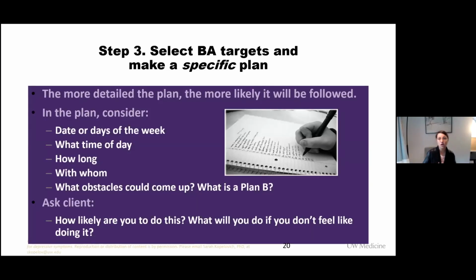Okay, so then we want to select our BA targets and make a specific plan. I know I hammered this home, so I won't belabor it. The more detailed the plan, the more likely it will be followed. So make sure that you're really drilling down, and people are going to find that to be onerous at first, and it is. But we do the same thing with cognitive restructuring, don't we? We actually have them do that worksheet every time until it becomes so rote that they can do it without.